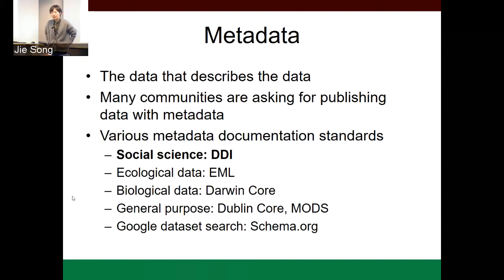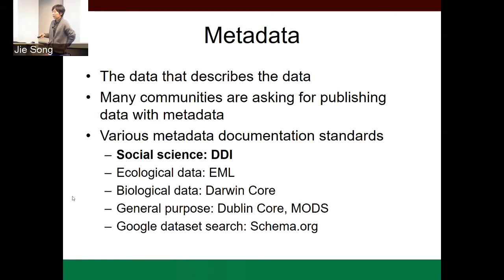But different communities have their own standards for metadata documentation. For example, in social science we mostly use the DDI format, which is an XML-based format. Ecological data uses the EML format, also XML-based. Other domains, like biological data, have formats called Darwin Core, and there are general-purpose formats such as Dublin Core and MODS. Recently, Google published a search engine for data sets called Google Dataset Search, and they created their own standard called schema.org.